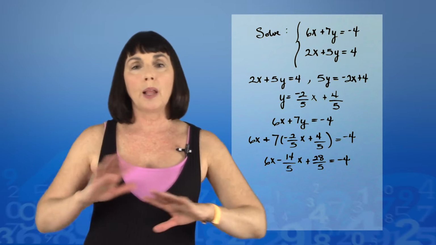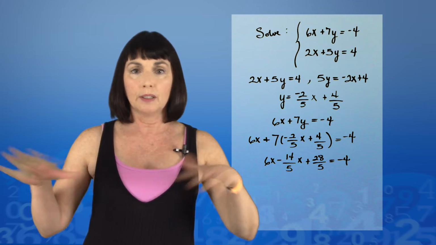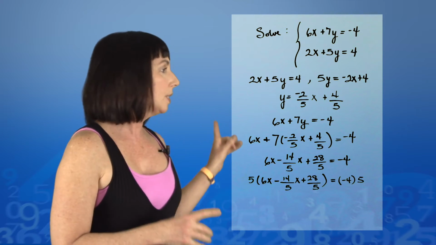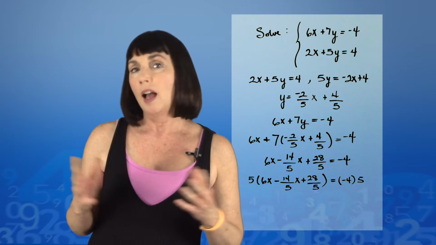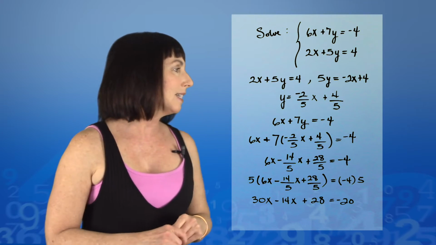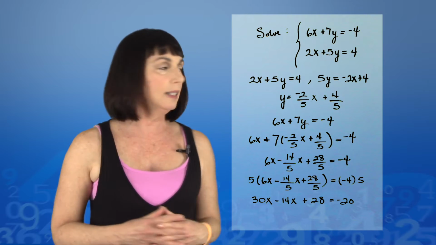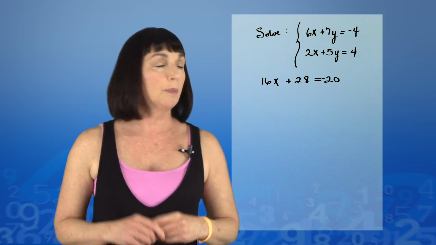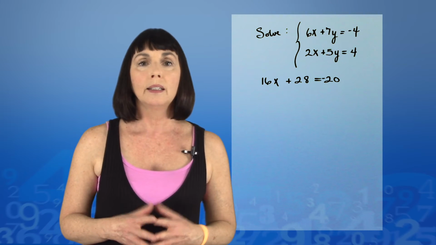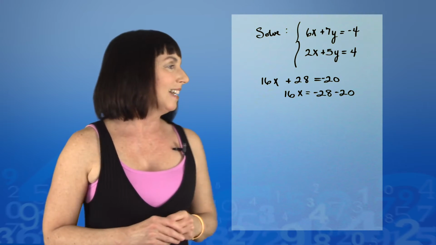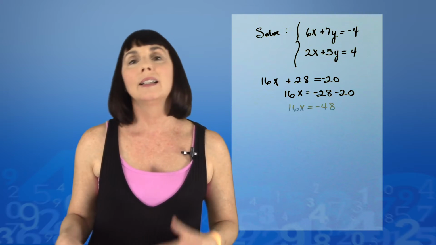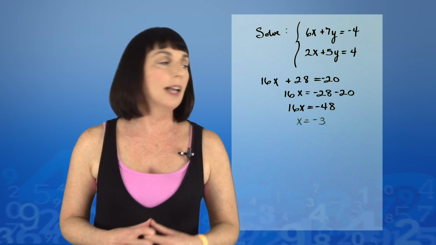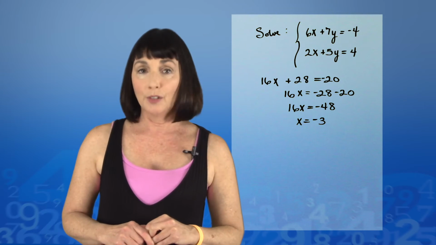Now I'm just going to multiply both sides of this equation by 5 to get rid of those 5s in the denominator. Multiplying both sides by 5, I get 30x - 14x + 28 = -20. That gives me 16x + 28 = -20, and subtracting 28 gives 16x = -48. Solving for x, I get that x is equal to -3.